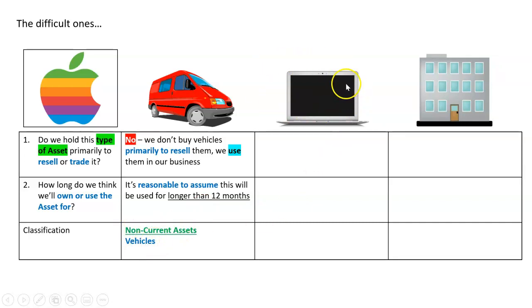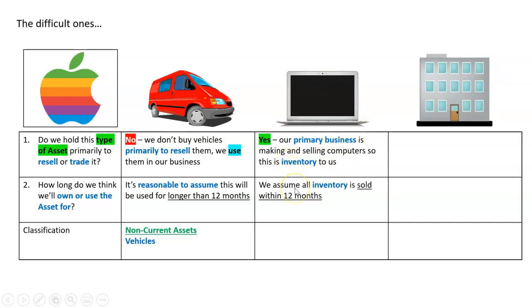What about all the Apple laptops that we make? Why do we make them? What is their primary purpose? It is primarily to sell them. That's what Apple does. That's its business. So really, this is actually inventory. So is inventory current or non-current? Well, we said we'll just assume that all inventory is sold within 12 months. So if it's within 12 months, that's a current asset called inventory.